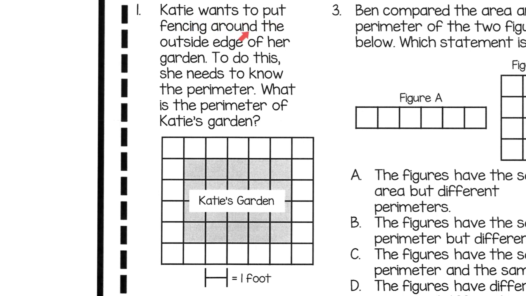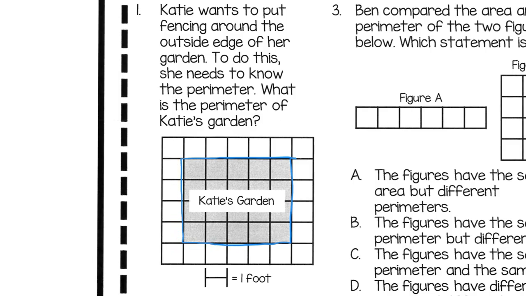Katie wants to put fencing around the outside edge of her garden. So if this is her garden, she wants to put a fence around this. So maybe this is where she walks around the garden, but this is where she actually plants her fruits and her vegetables. So she needs to know the perimeter to figure out how much fence she needs to get. So how do we do that? Well, you count the distance around to get your answer.